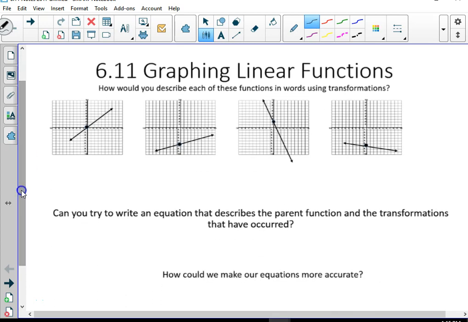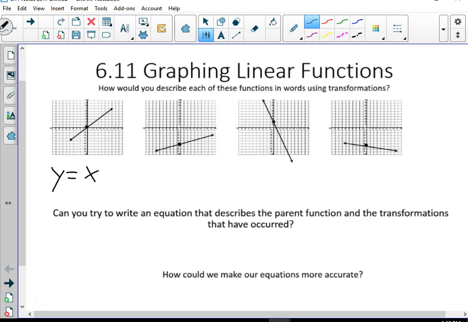6.11, graphing linear functions. Okay, so this is just your classic parent function. y equals x. Okay?